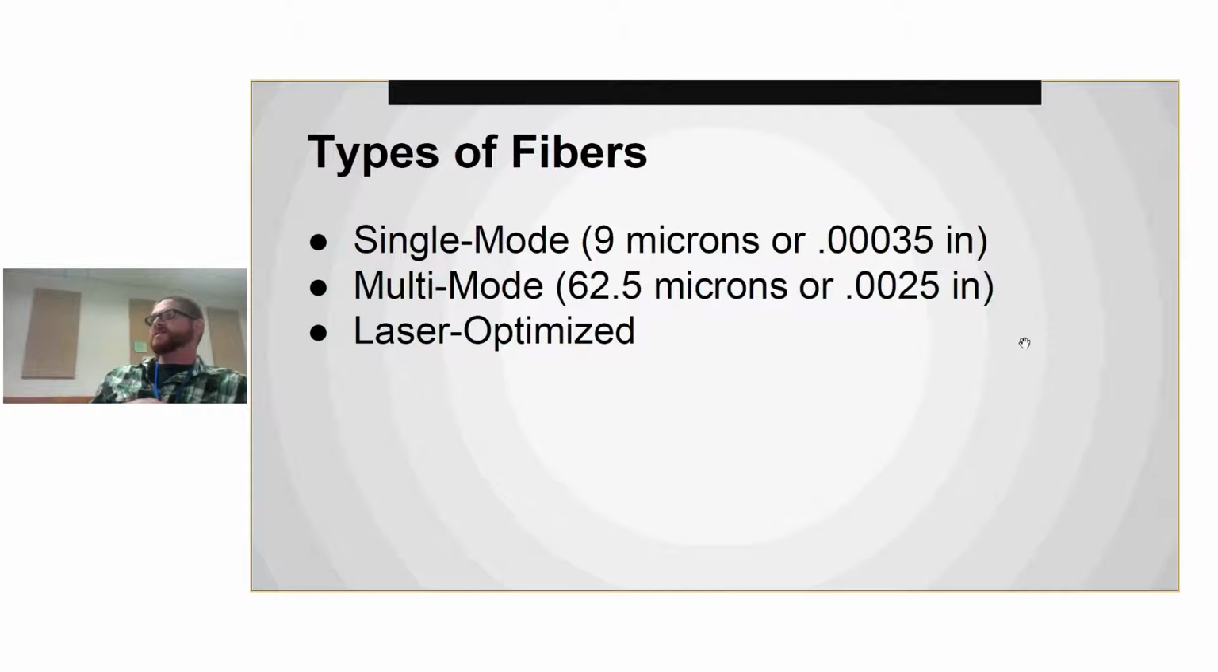Laser optimized is when usually a single mode cable is put underneath a laser to help clear out some of the impurities in the glass. This is a lot more expensive, so in real applications it's actually not used that much, but it's good gee-whiz information to know.